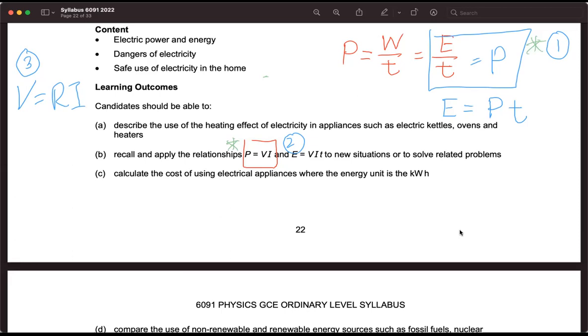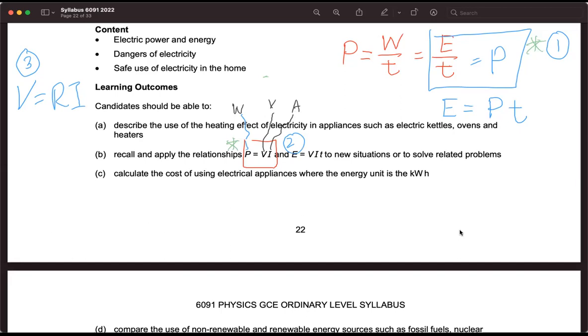Before I continue, there's a lot of things I haven't shared with you all. Let me give you the units. I'll write in black. The unit for power is watt. The unit for V is volt. And the unit for I is ampere. Are you all clear about this?